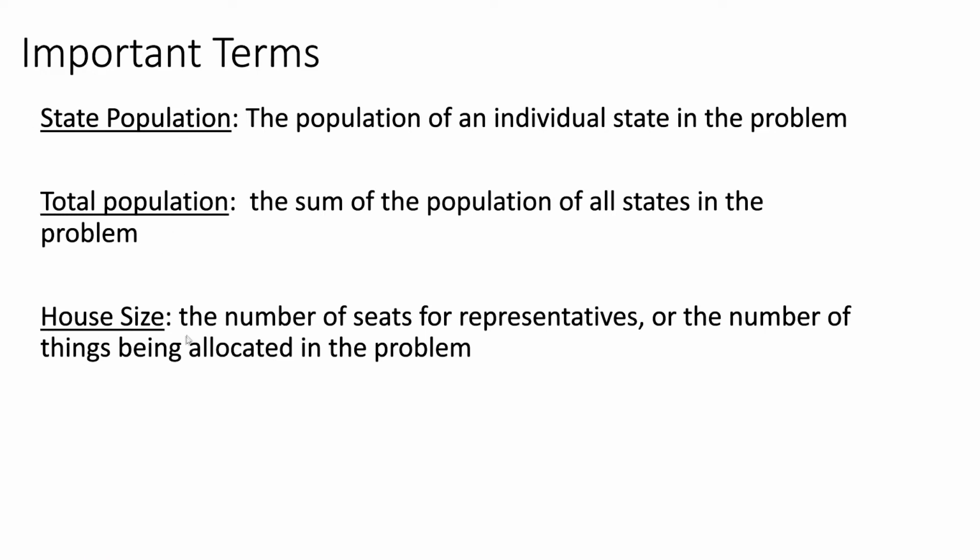The next thing is house size. This is the number of seats for representatives or the number of things being allocated in the problem. So this is whatever's being given out. It could be representatives, it could be seats for representatives, it could be money, it could be all sorts of different things. So state population, house size will always be given to you. Total population you'll have to find.